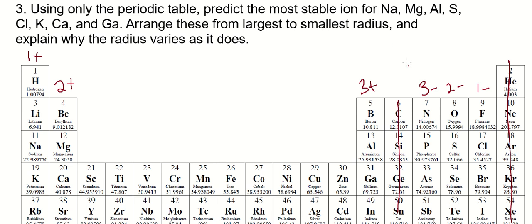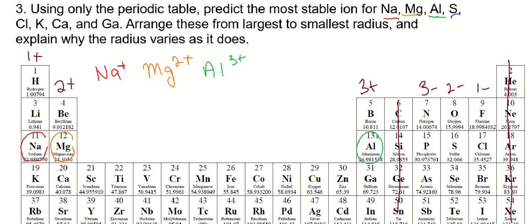All right, so now we just have to find these. Let's find these. Sodium is right there, group 1, so it's going to form a 1 positive cation. Magnesium, group 2, right next to it, it's going to form a 2 positive cation, losing those 2 valence electrons. Aluminum, group 13, is going to lose 3 valence electrons, form a 3 positive cation.